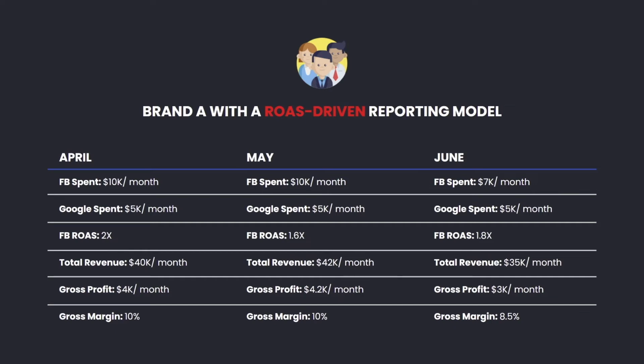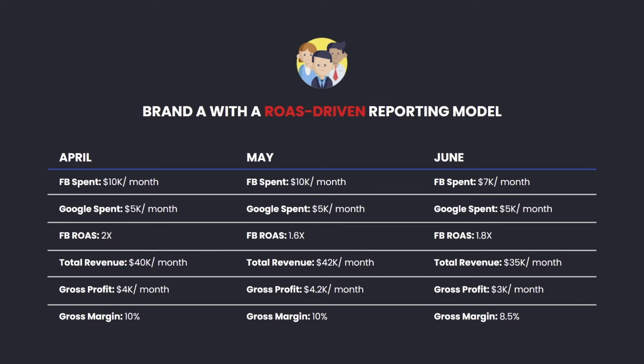Meanwhile, although the ROAS increased in June, the total revenue decreased to $35,000 per month, and the gross profit slipped from $4,200 in May to $3,000 total profit in June. This is not only a decrease in total gross profit, but also in gross profit margin from 10% to 8.5%. This is the three-month scenario with a ROAS-driven reporting model for Brand A.